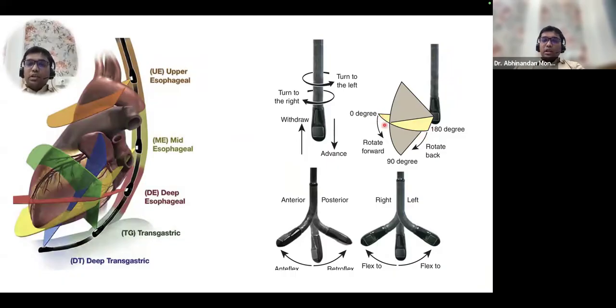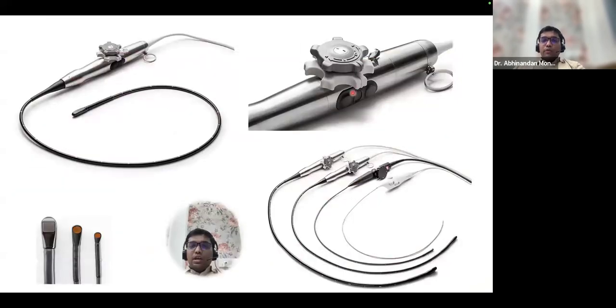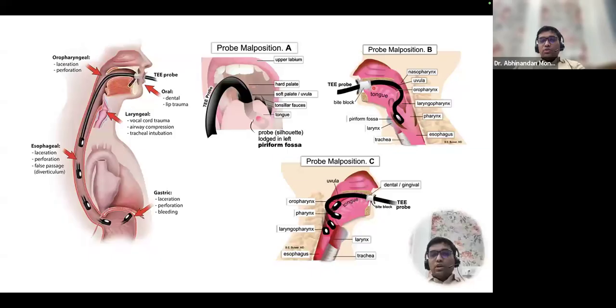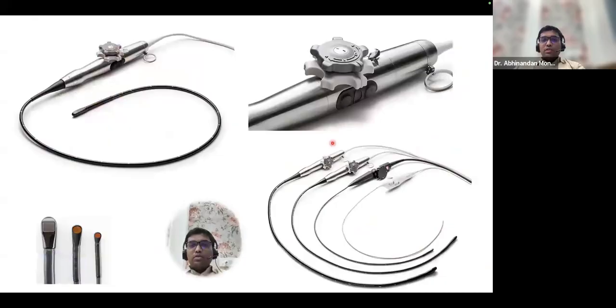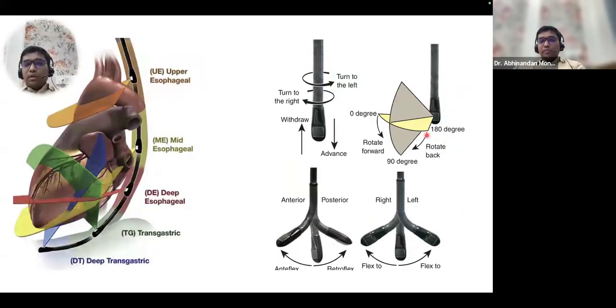So at 0 degrees, if we press on this switch, the angle will change towards 90 degrees and forward up to 180 degrees. But if you press on this switch, you rotate back to 90 degrees and back to 0 degrees. So this is your forward rotation, and this is your backward rotation.